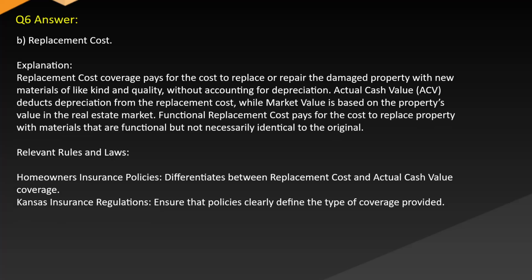Answer: B. Replacement cost. Explanation: replacement cost coverage pays for the cost to replace or repair the damaged property with new materials of like kind and quality, without accounting for depreciation. Actual cash value (ACV) deducts depreciation from the replacement cost, while market value is based on the property's value in the real estate market. Functional replacement cost pays for the cost to replace property with materials that are functional but not necessarily identical to the original.